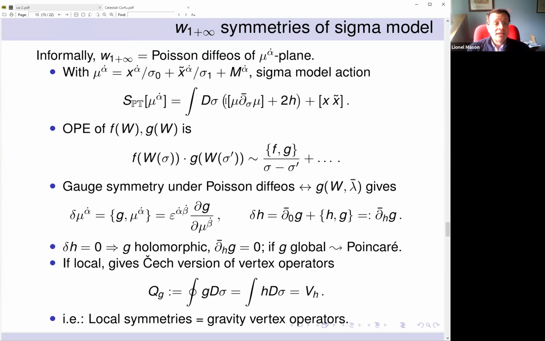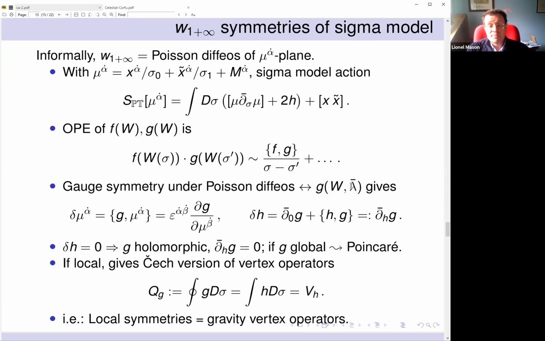And then in terms of this action, if you have two functions on twistor space, f and g, then their OPE relative to this action is precisely the Poisson bracket of that mu plane. And then, of course, this action here is a gravitational action, essentially. The H describes the background deformed complex structure. And there's a gauge symmetry under coordinate transformations here. But because we've fixed the form of the Poisson structure, the residual gauge freedoms are Poisson diffeomorphisms.